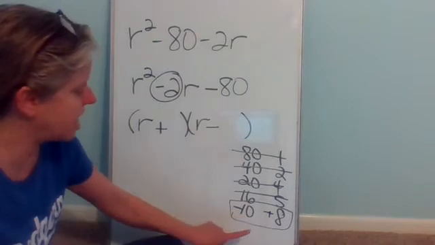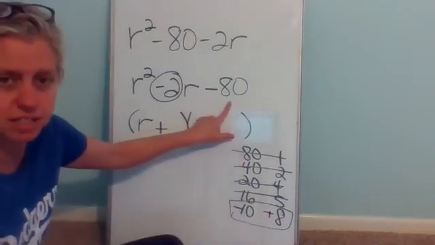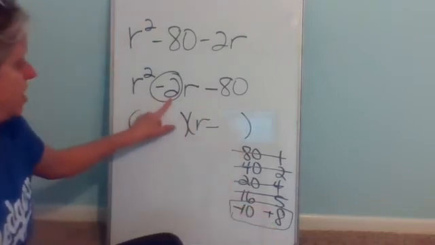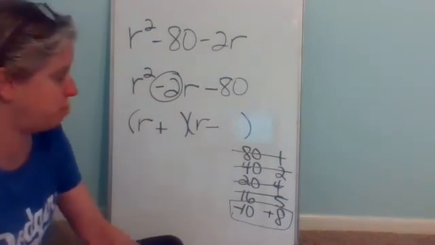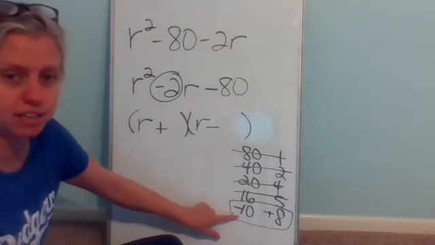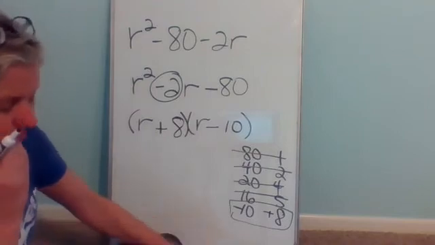Does -10 times +8 give me -80? And it does. Is -10 plus 8 -2? And it is. So here's where it matters where you put the numbers. The negative has to be the 10. So a -10 and a +8.